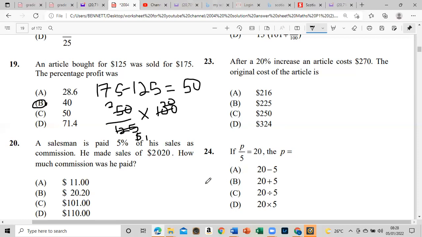All right, a salesman is paid 5% of his sales as a commission, meaning the sales of $2,020. How much commission was paid? So it's just 5% of that. And we could go, so we could keep on money because 5% is small, right? Is what I want to do. So it's 101.